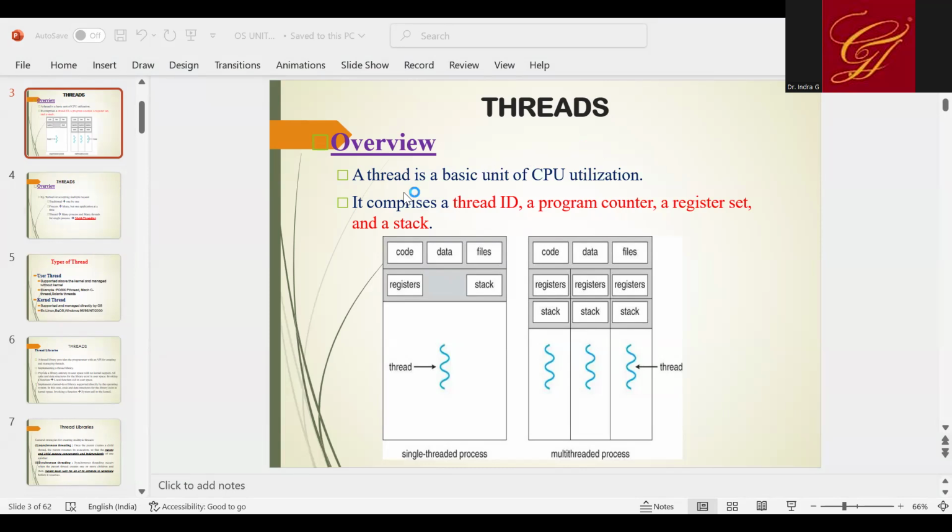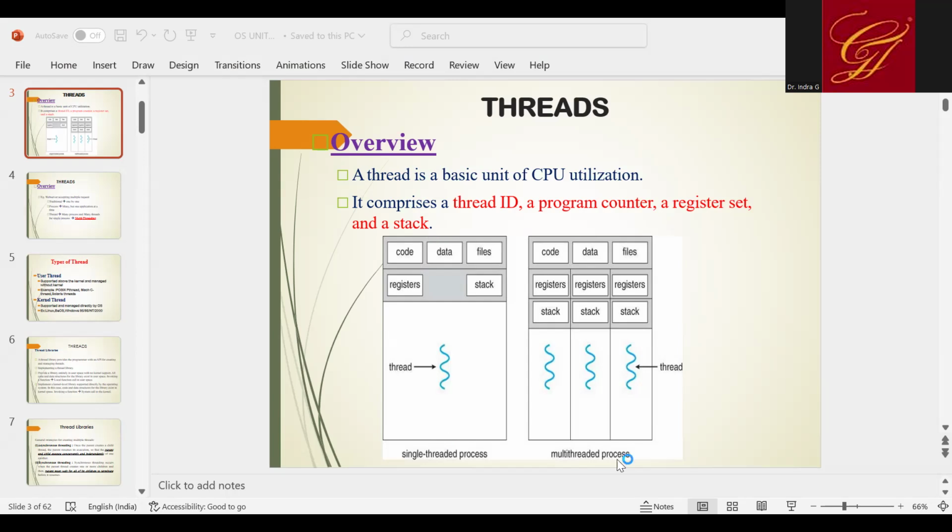A thread is generally referred to as a basic unit of CPU utilization. A unit of a process is referred to as a thread. In order to uniquely identify a thread, each thread is associated with a thread identifier, which is referred to as the thread ID. Each thread has its own program counter, register set, and a stack in order to store temporary data.